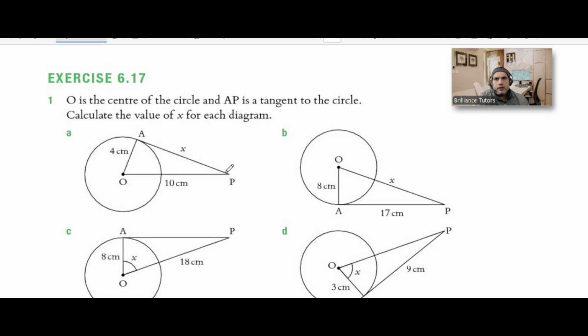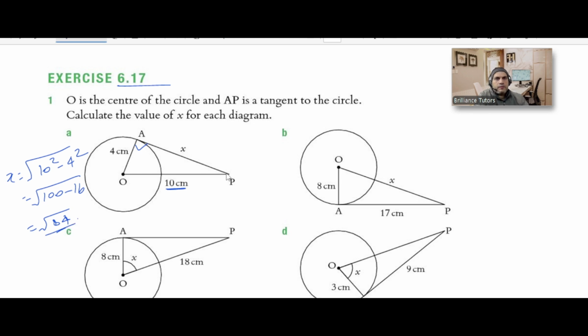Now if we calculate this question: O is the center of the circle and AP is a tangent to the circle, calculate the value of X. So this is also 90 degrees, and here is the hypotenuse, and this side is 4. So X will be the square root of 10 squared minus 4 squared. That is 100 minus 16, so how much? It's 84.